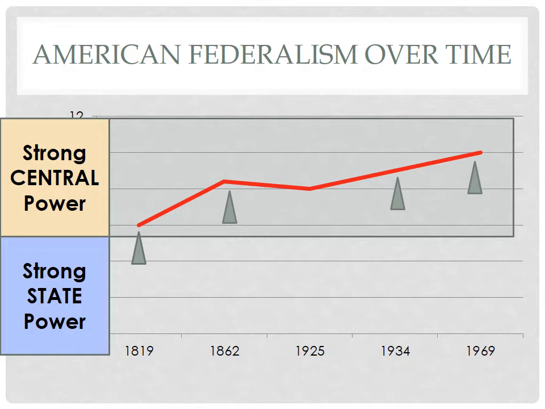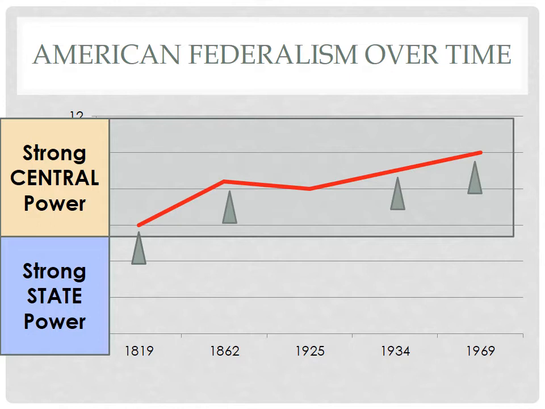So we're going to look at what American federalism has looked like over time and look at some time periods which exemplify the difference between a strong central power and a strong state power when you have both powers working together. The first section we're going to look at is a time period between 1819 and 1969, where we had a very strong central power relative to the state powers in the United States.